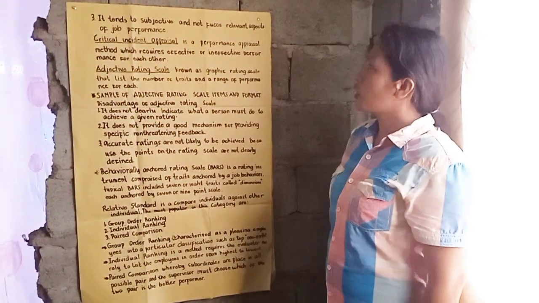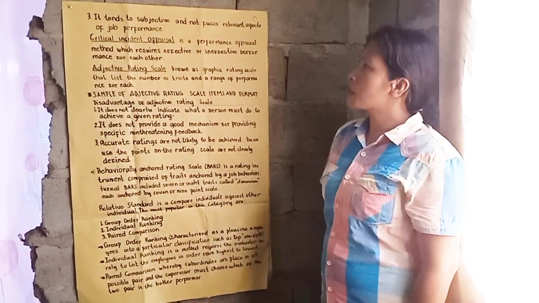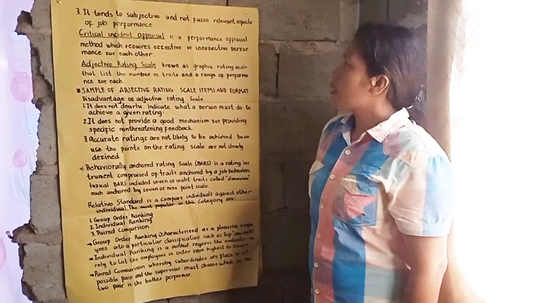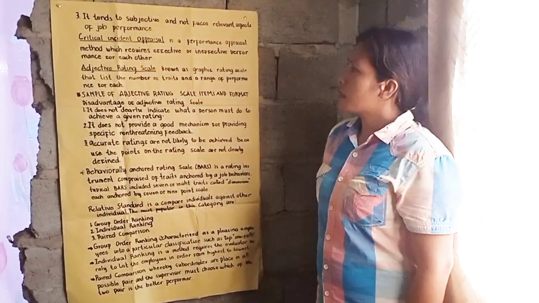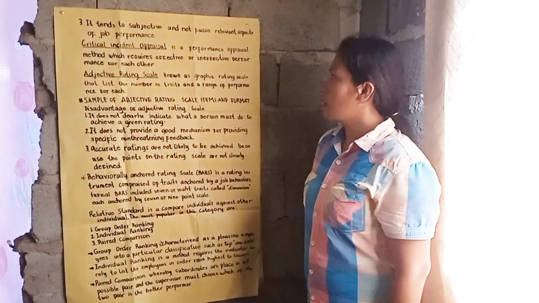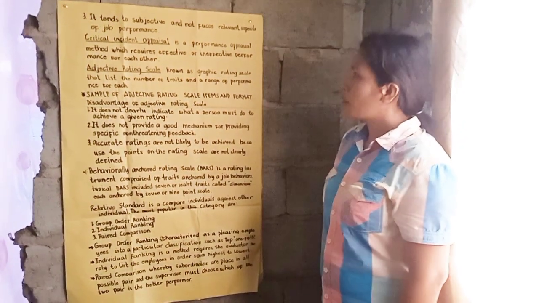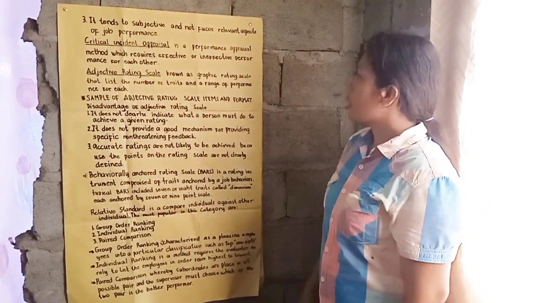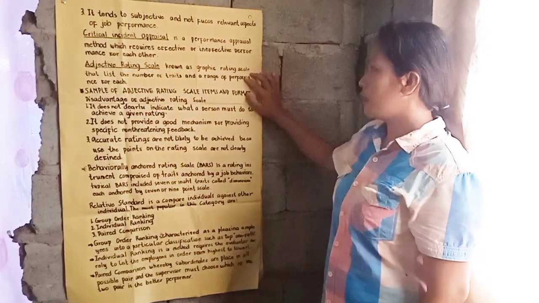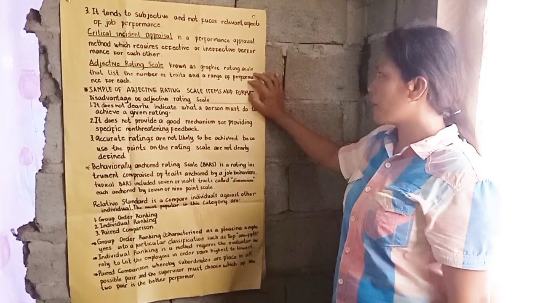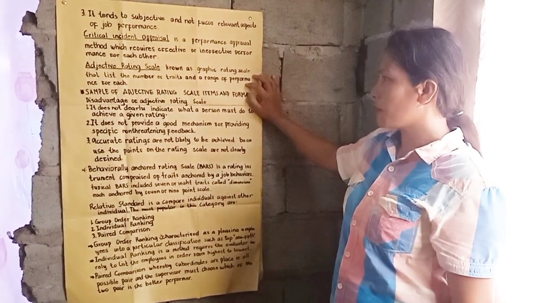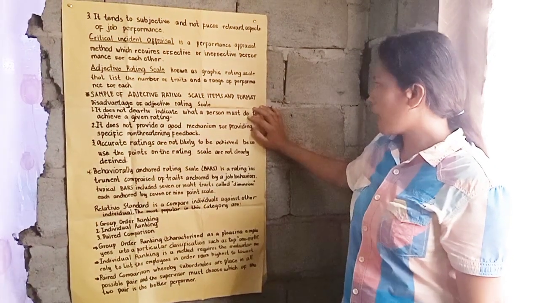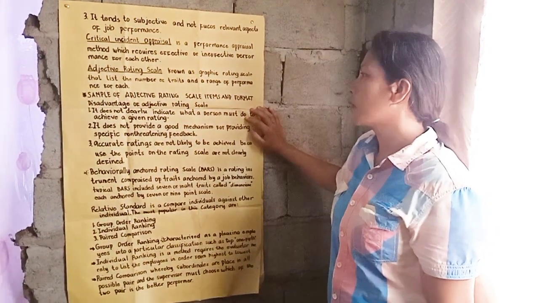It tends to be subjective and not focus on relevant aspects of job performance. Critical incident appraisal is a performance appraisal method which requires recording effective or ineffective performance for each employee. Adjective rating scale, known as graphic rating scale, lists a number of traits and a range of performance for each. Sample of adjective rating scale items and format.